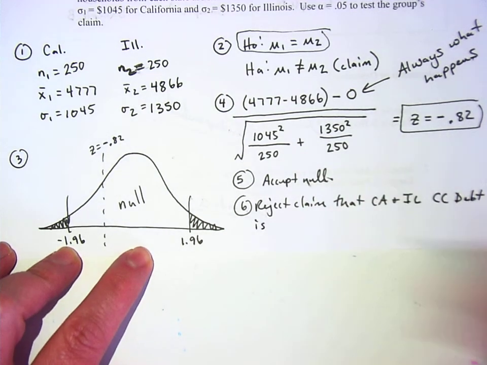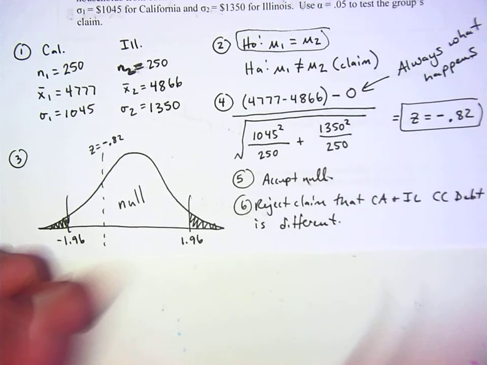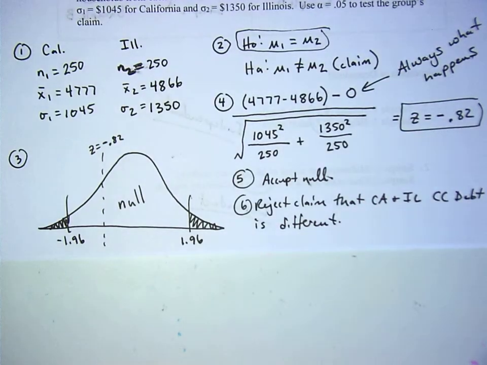Wait, the set is different, right? Yeah. Because their claim was that they're different. Did the sample numbers have to be the same, or could like Illinois have like 500 samples? It depends if they're independent or dependent. This section, they can be different.